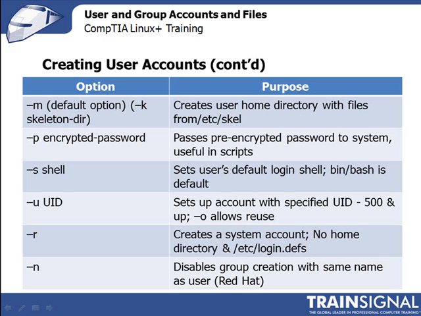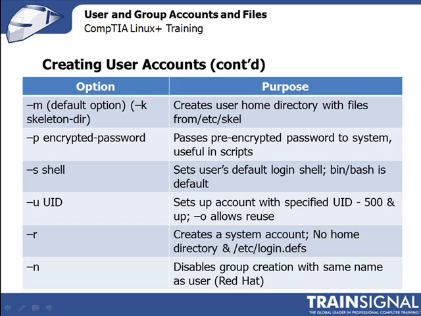Next we have -u, which sets up an account with a specific user ID. User IDs normally start at 500 and they go up consecutively as you add users. And they're also normally unique. But if for some reason you need the same users to have the same user ID, then you can use the -o option, which allows reuse.